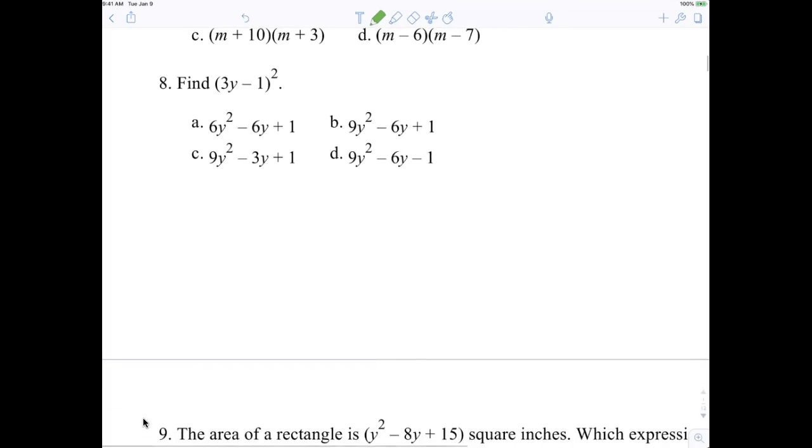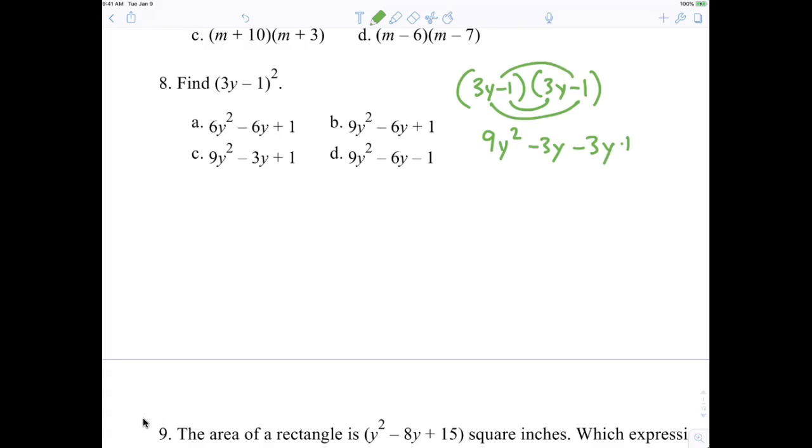Now, you got to be careful on number 8, because when you square a binomial, you get a trinomial, right? And so we're doing 3y minus 1 times 3y minus 1. So 9y squared, negative 3y, and a plus 1. So 9y squared minus 6y plus 1. So the correct answer here is what? B.